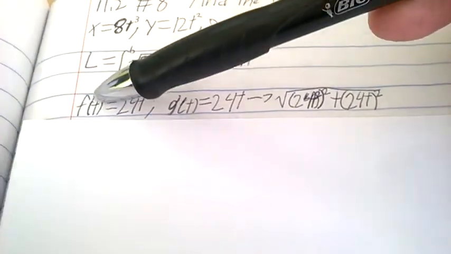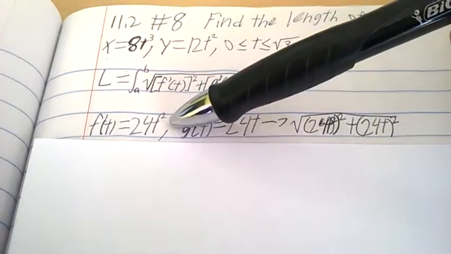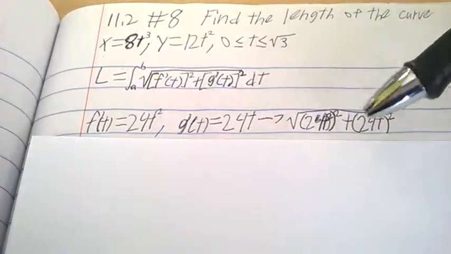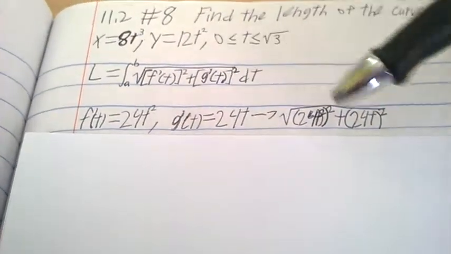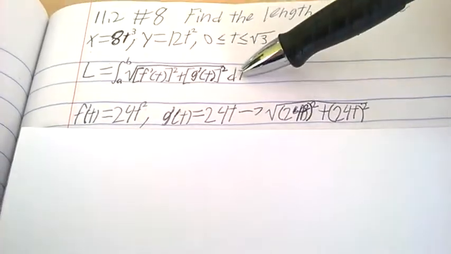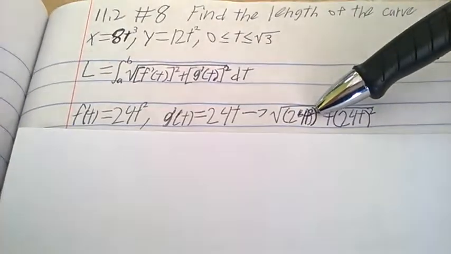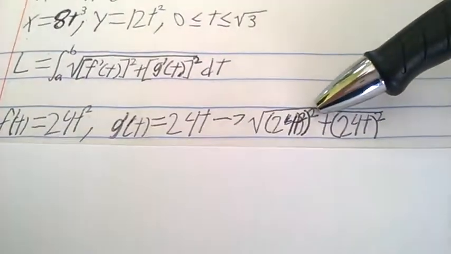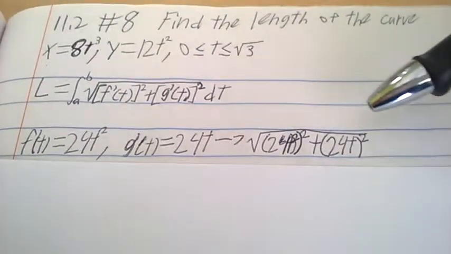this is f prime. So we've got 24t squared. We've all done that a bunch of times. Here's g prime from our y. So then we are basically just plugging these into our formula here. So it's the square root of 24t squared plus 24 times t.